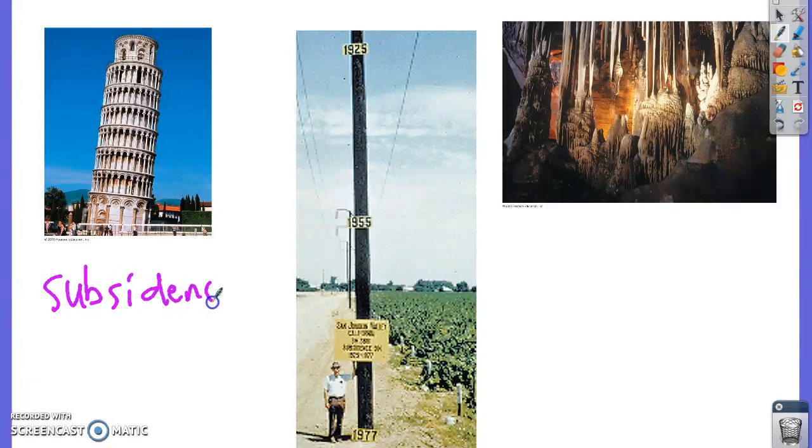Make sure I spell that right. Subsidence. The same word we get subside from, means to sink. Okay, the Leaning Tower of Pisa is probably one of the famous ones, as they built this tower on top of the ground, and underneath, it subsided or compacted on this one side, and now it leans that direction.